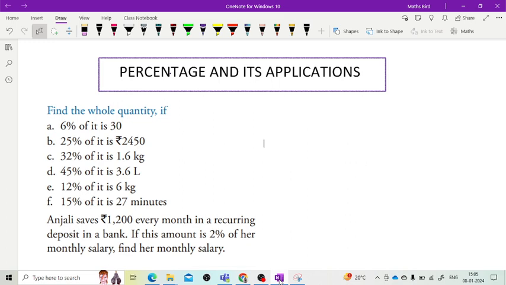So today our topic, as you know, is percentage and its application. We have done the basics of percentage and its application, right? So today we will solve some problems.